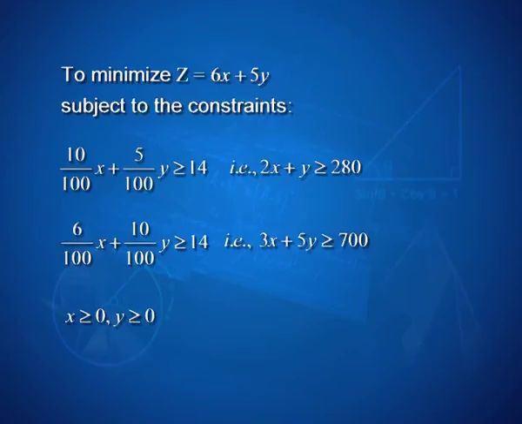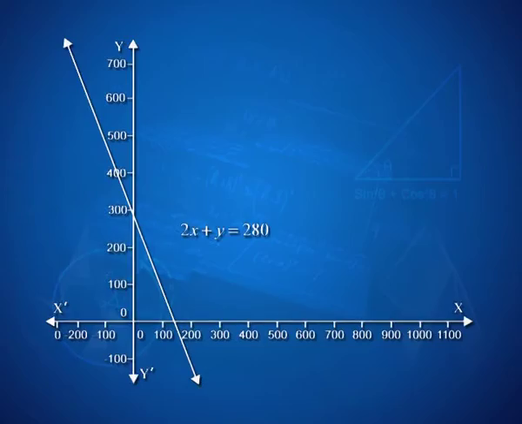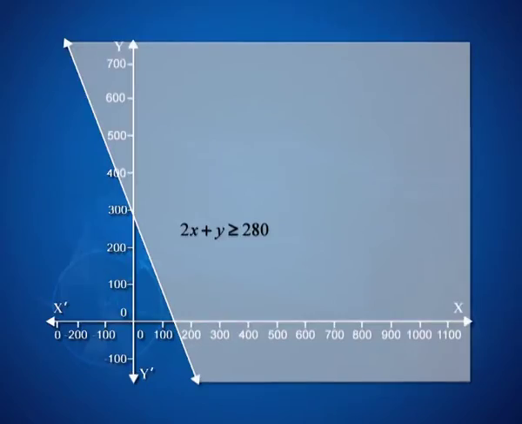To begin with, we will plot the feasible region which will be represented by the constraints and the non-negative restriction. I am sure you will enjoy shading, getting the region for 2x plus y greater than or equal to 280 and 3x plus 5y greater than or equal to 700. Starting with first plotting the straight line, check whether origin satisfies the inequality 2x plus y greater than or equal to 280 or not. In this case, it does not. So, the shading will be the half plane which does not contain origin.